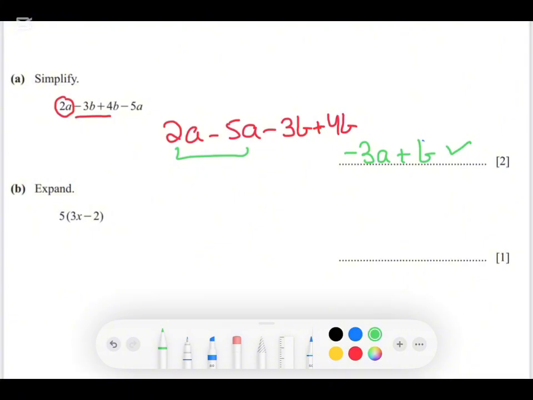In the second part we have to expand, so I have to multiply this 5 by both the terms in the brackets. So 5 multiplied by 3x, 5 3s are 15, so we have 15x. Then 5 2s are 10, so the final answer is 15x minus 10.